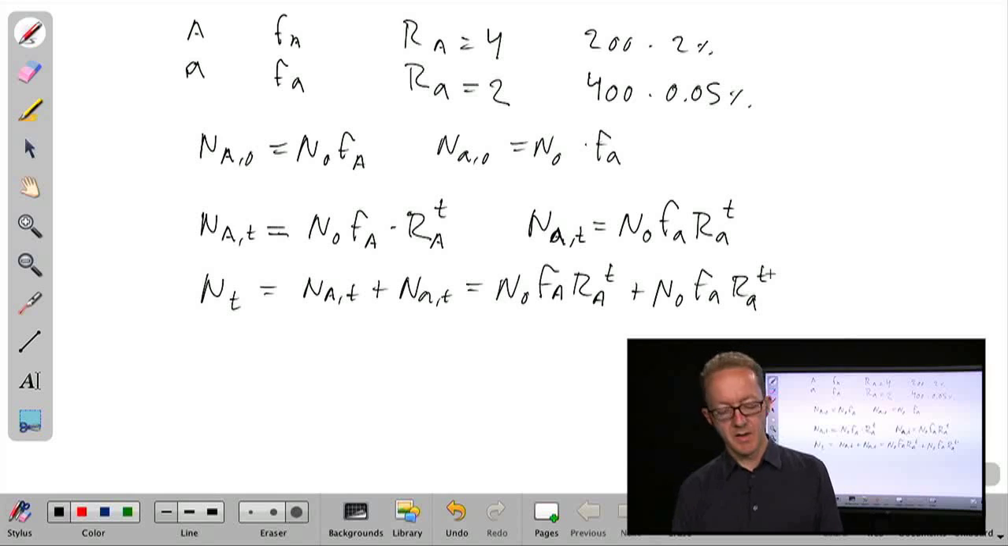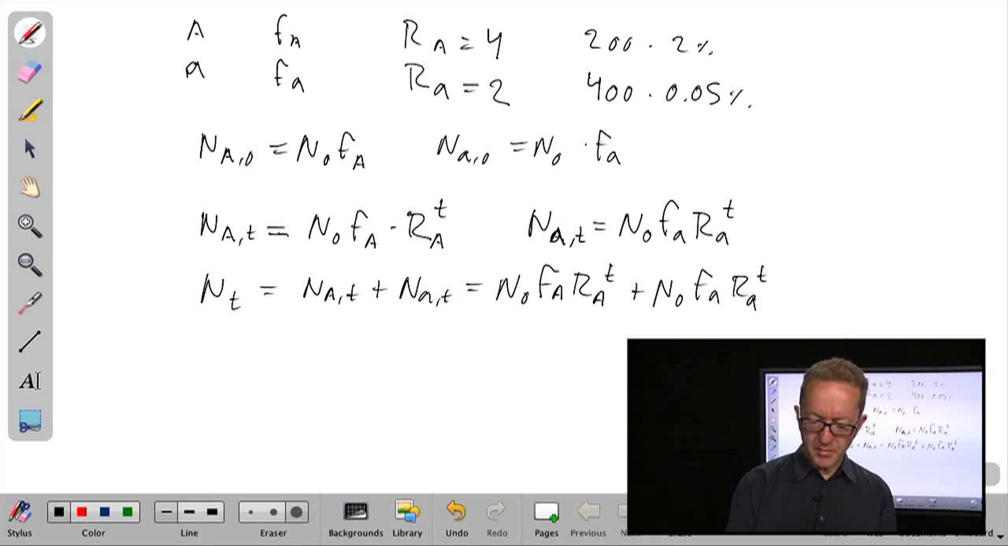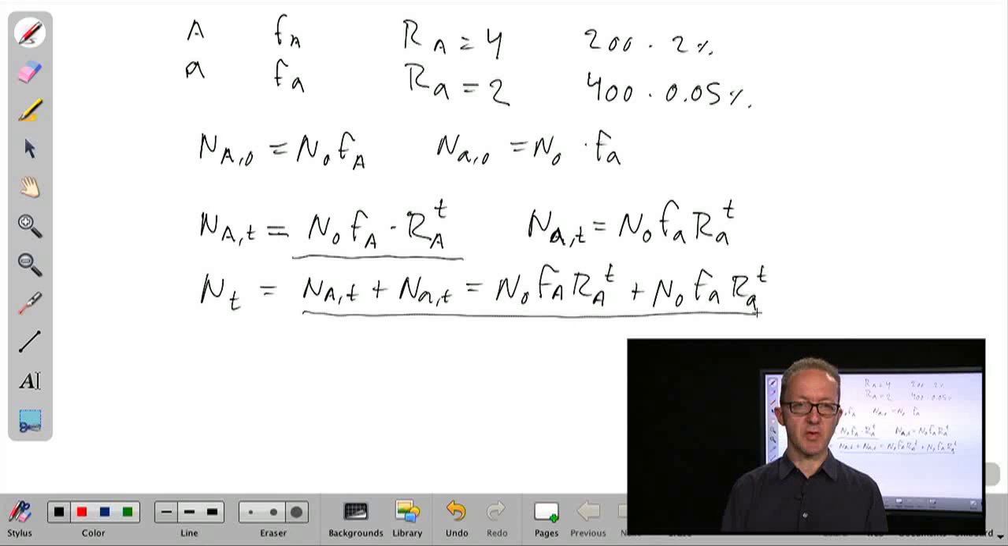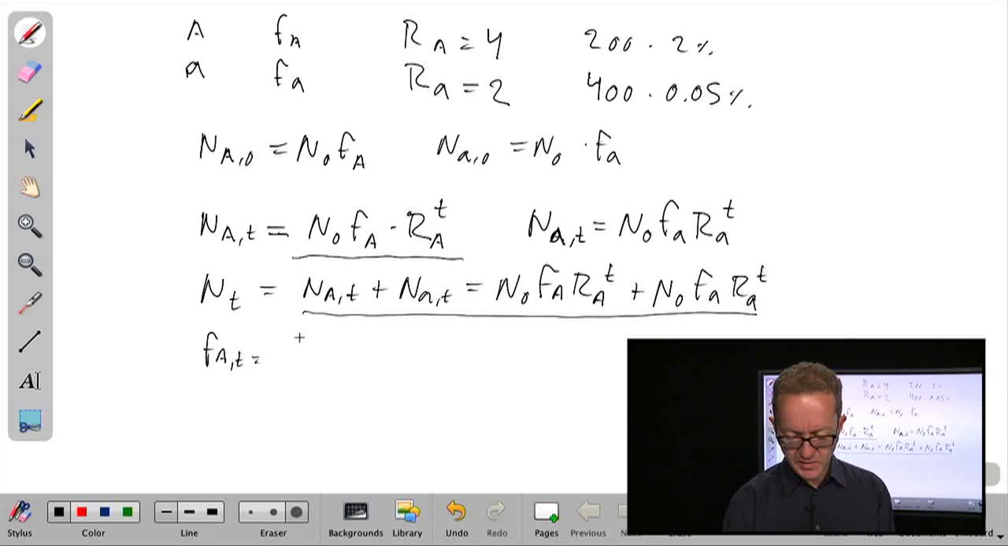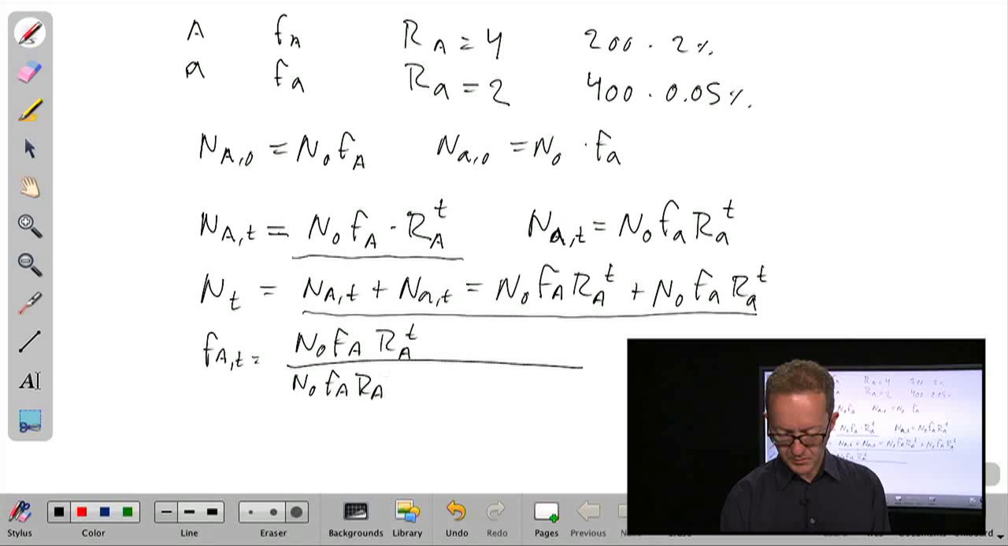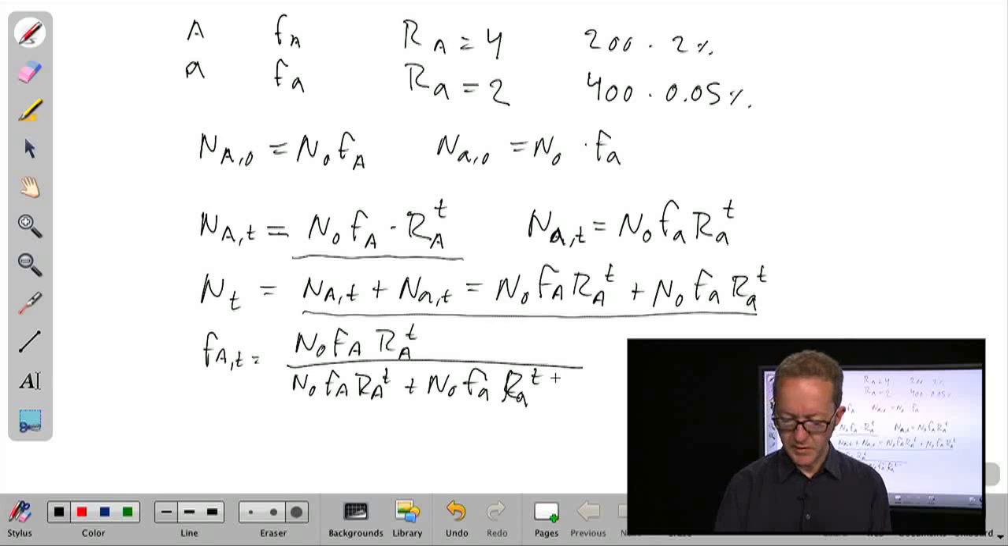I to the t. Okay, we can now compute the frequency of uppercase A after t generations. This is the number of uppercase A after t generations. This is the total number of individuals after t generations. This means that the frequency of uppercase A after t generations can be found by dividing the number of uppercase A by the total number of individuals at that time point. I'm just going to write this out. Oops. I to the t.